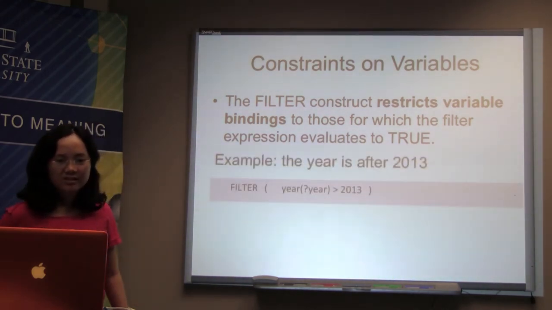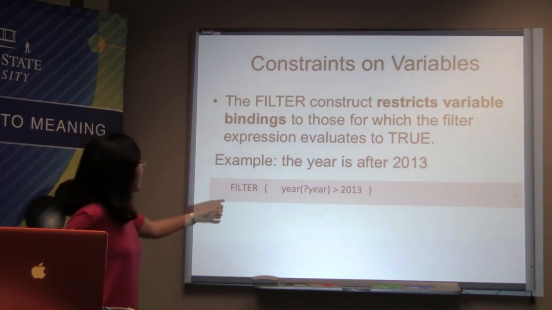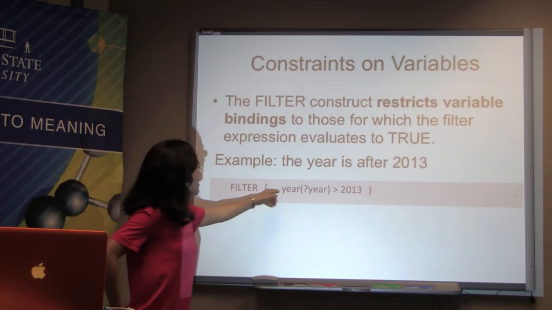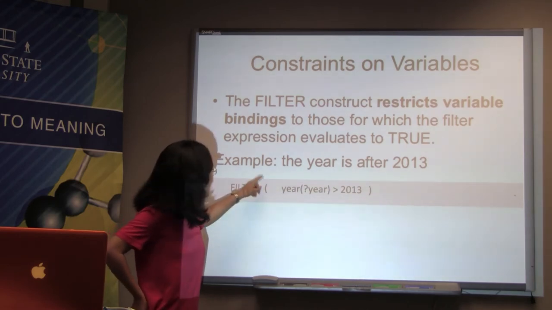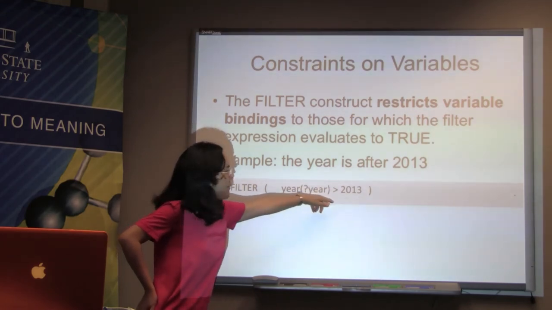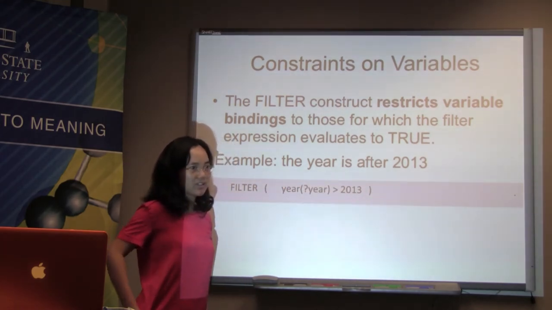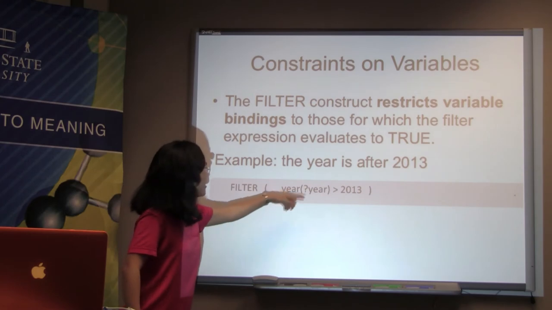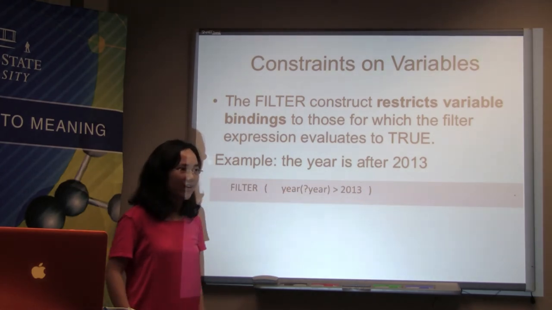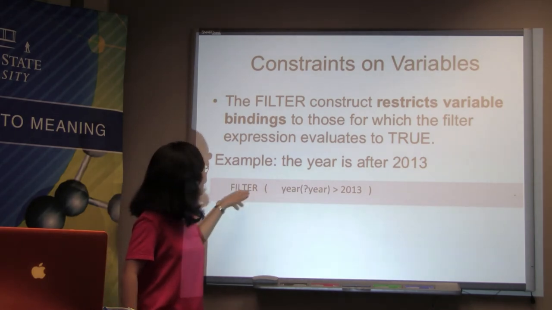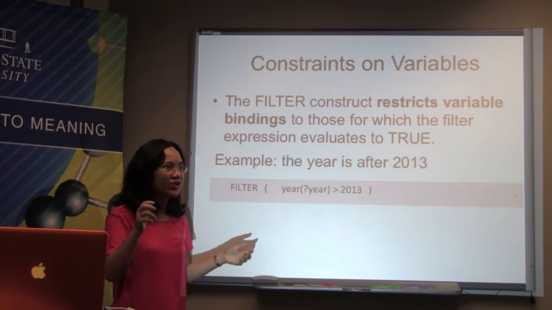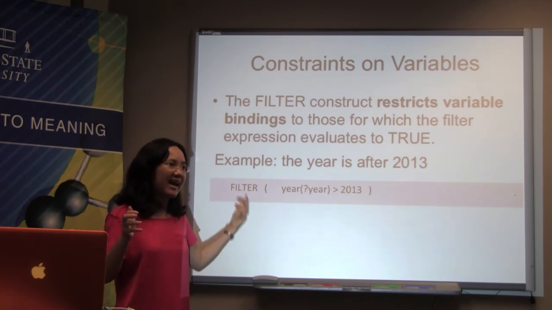This is the example. When we put a restriction on any variable, the results in the binding of this variable must satisfy these conditions. So in our result set, the year is 2014, so it's satisfied, right? If you put the filter that the year is before 2013, you may not get any result in our data set.